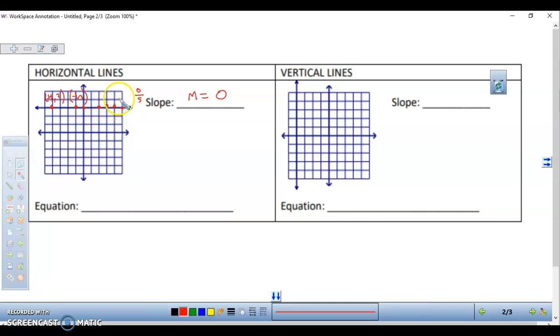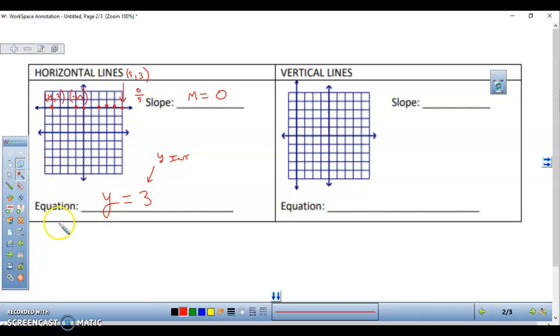The point I'm trying to make is that every single one of these ordered pairs has a different x value, but the y value is always 3, because this horizontal line is 3 above the x-axis. So the rule is simply this. It doesn't matter what the x-coordinate is, the y-coordinate is always 3. So the equation for a horizontal line is always y equals whatever that y-intercept is. So in this case, it's y equals 3.